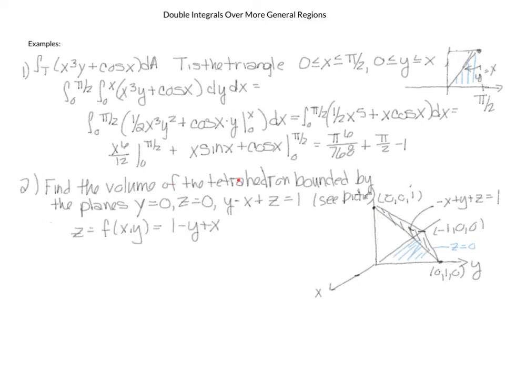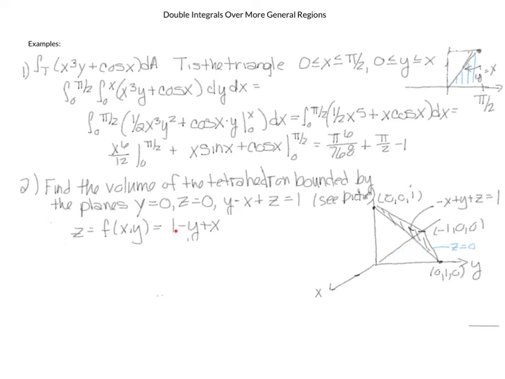Now to find the volume of the tetrahedron, I can treat this plane, my minus x plus y plus z, as my function f. So in other words, if I solve for z, I get 1 minus y plus x. That's my function f that I'm going to integrate over my domain, which is the base of this tetrahedron. Remember, the interpretation of an integration of this surface over a domain, an area domain in the xy plane, is that you're going to get the volume of this solid figure.